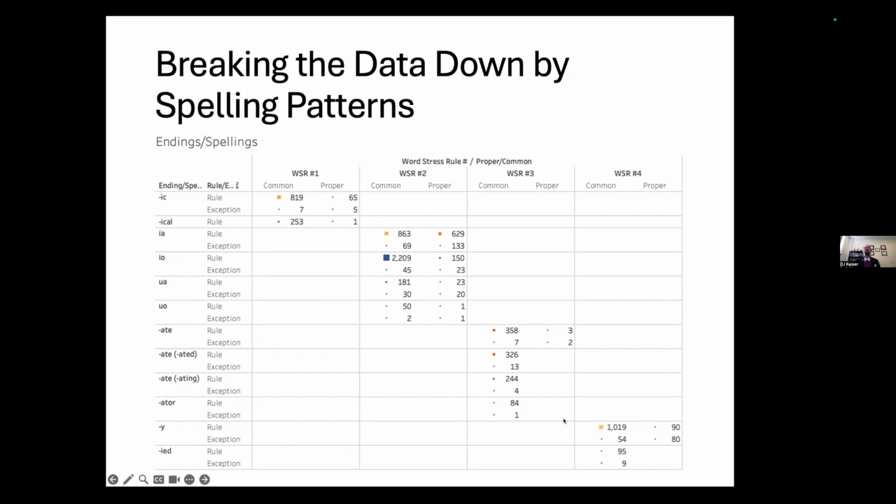But then others, when we look at long Y, that shows up quite a bit. And then the IED, that didn't show up quite as much. If we added in IES, then that number would have gone up. But I did exclude plurals from my analysis. So that's why that number is going to be lower, where we've got words that the Y turns into an I.